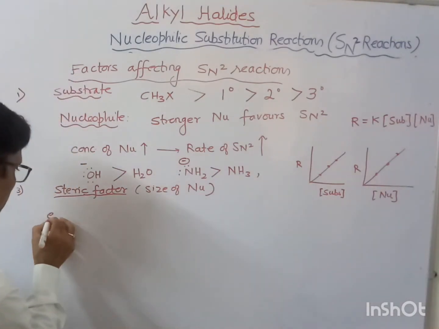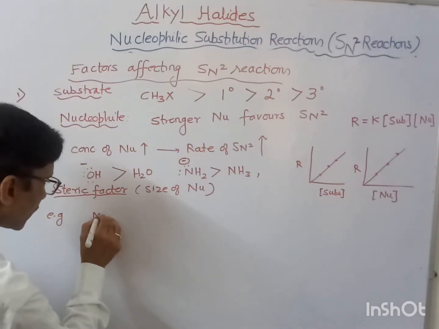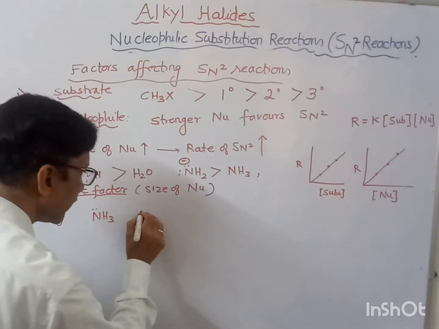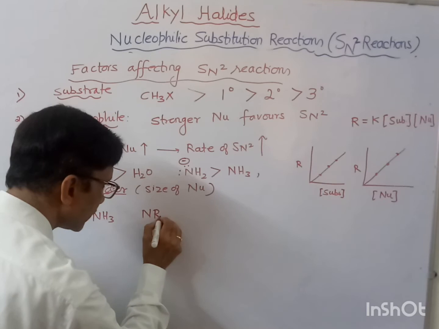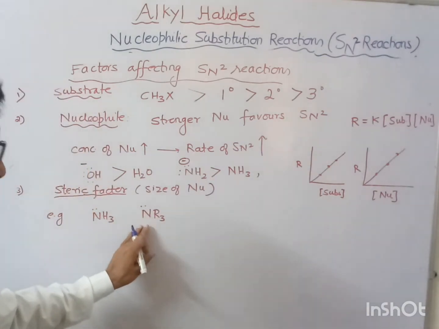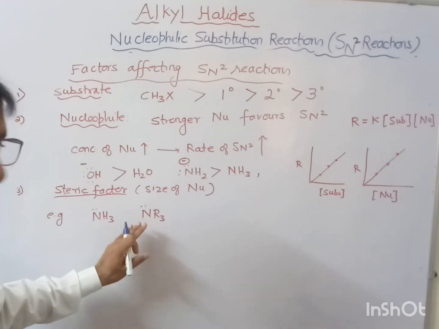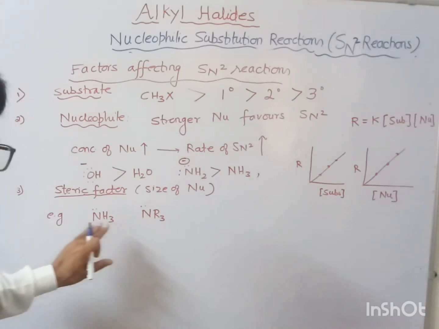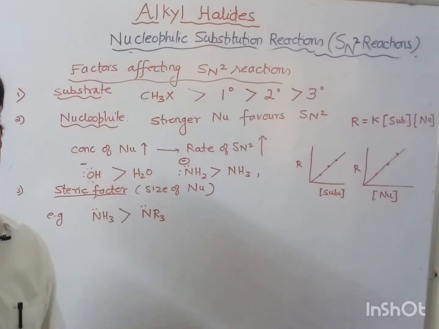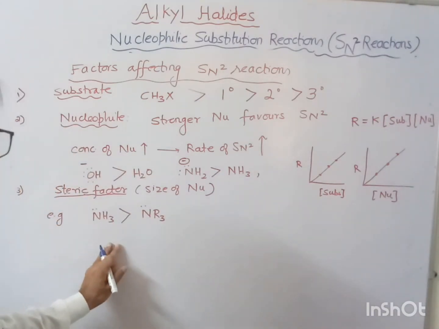So for example, suppose we have ammonia as a nucleophile, and suppose we have this tertiary amine as a nucleophile. This tertiary amine is a much bulkier nucleophile. So no doubt ammonia will give the faster rate of SN2 reaction in comparison to this.